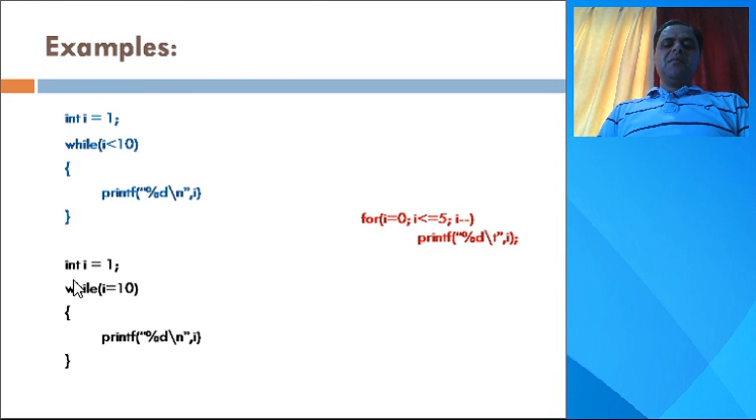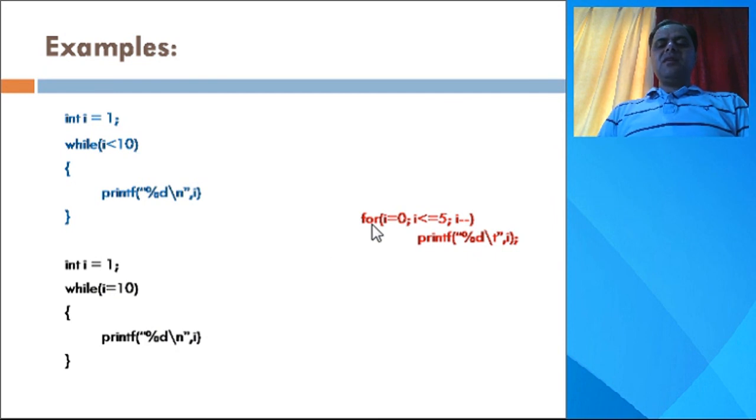In another example, I have initialized i with 1. So while i is equal to 10, but this is an assignment operator. So the value of i becomes 10, and any positive value is true. So 1 got printed, I print the value of i. 1 got printed again, and again this is true. So it will always be true, so 1 is always printed here.